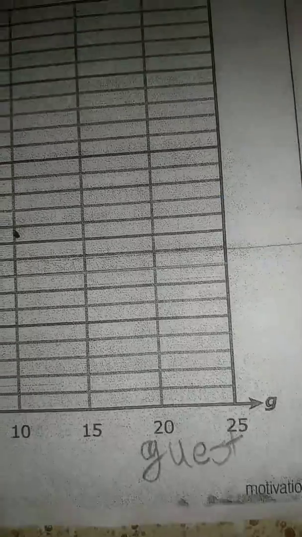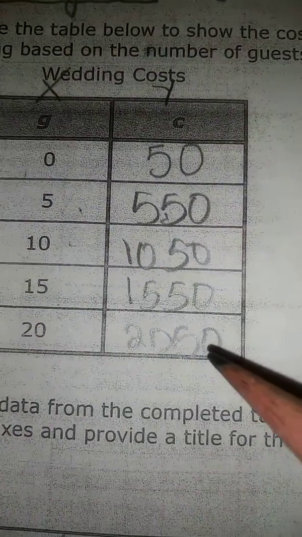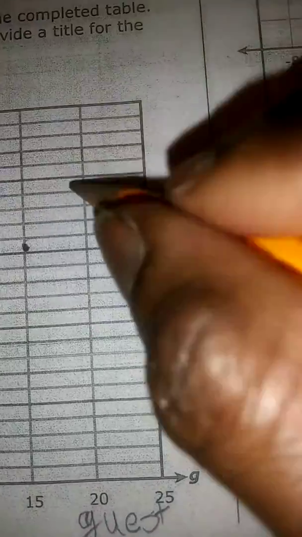Okay, so when g is 15, y or c is 1,550. Okay, so you're going to 1,500, 1,600. So it's in between that, 1,550. When g or x is 20, y or c is 2,050. So it's in between there.